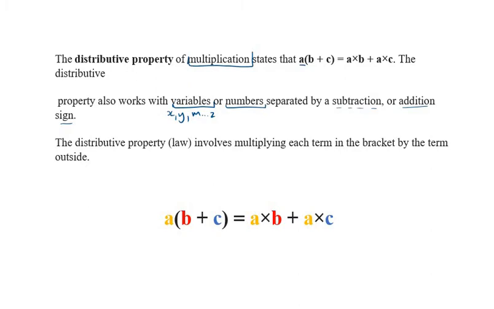Last sentence, the distributive property or law involves multiplying each term in the bracket by the term outside. So the distributive property involves multiplying. So that's why it is called the distributive property of multiplication. Because whenever you distribute the outside term to each inside term, you're going to connect them by multiplication.